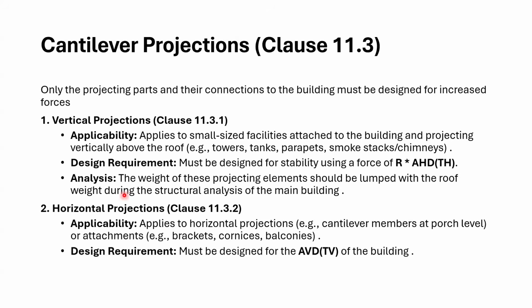And then cantilever projections, vertical and horizontal. So vertical projections, anything that is projecting from the building, like water tanks, towers, basically any structure that is not part of the building lateral force resisting system, then these can be modeled as lumped mass at the roof level, and their design must be done using this force, R times A_h times W value.